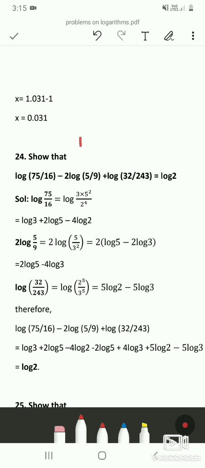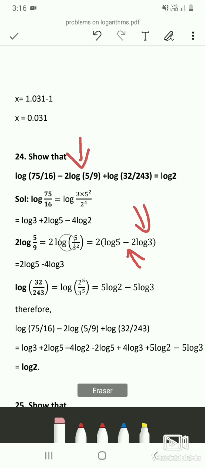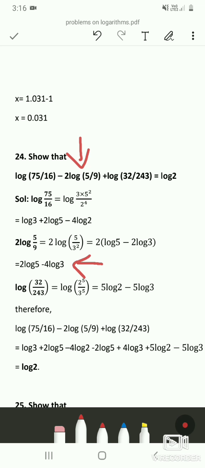So now try to solve the second term, that is 2 into log of 5 by 9. So 9 can be rewritten as 3 square, and using the second law we can write it as 2 into log of 5 minus, and using the third law, 2 into log 3. So log of 3 square is written as 2 into log of 3. And now multiply 2 on both sides. So we'll get 2 log 5 minus 4 log 3. So we are done with the second term.